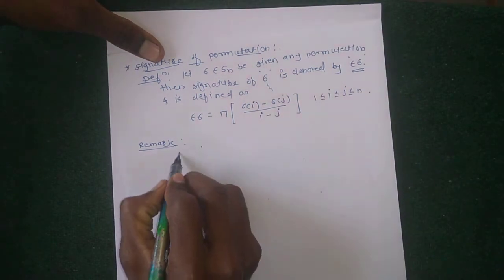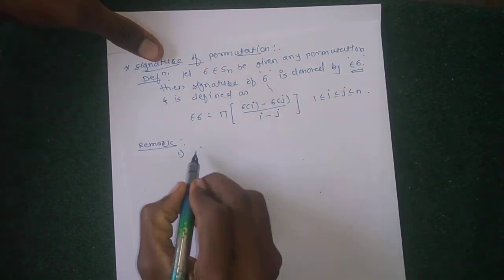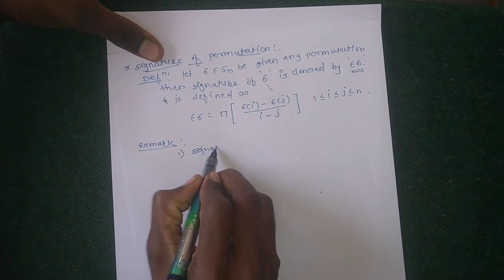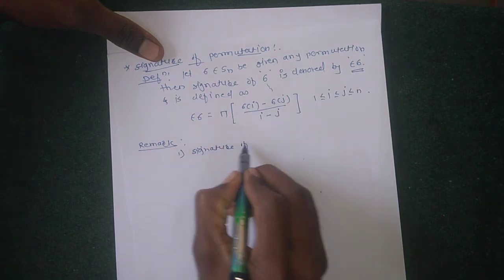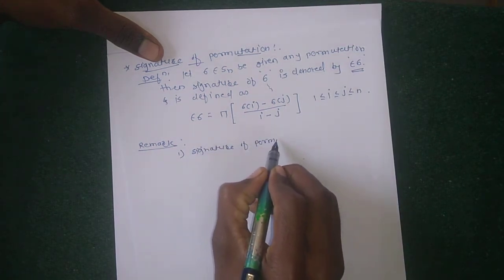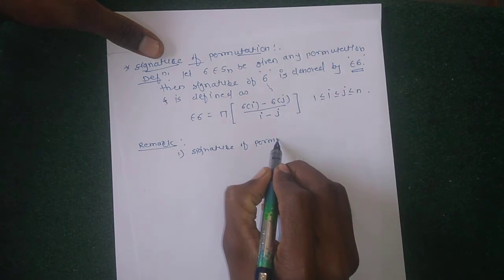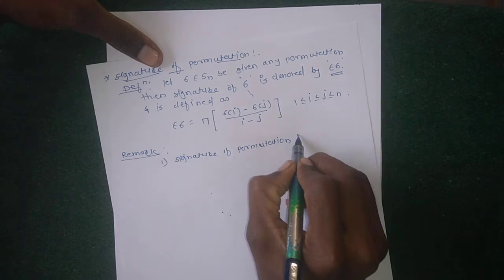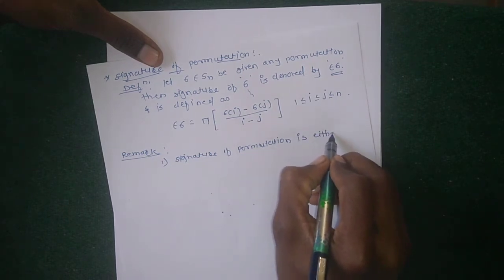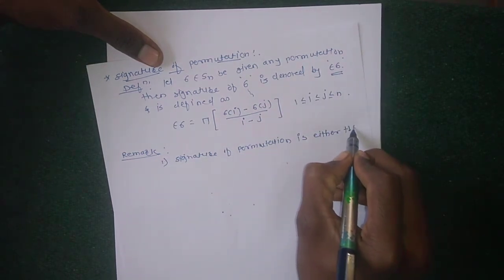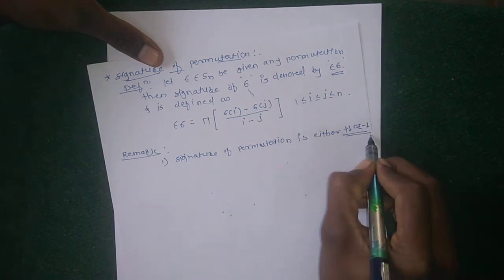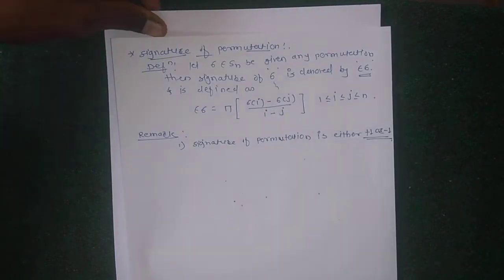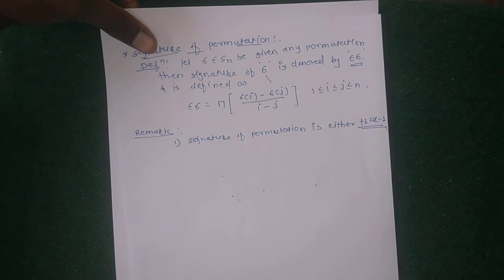The first remark is that the signature of a permutation is either +1 or -1. This is very important. The signature of a permutation is either +1 or -1.